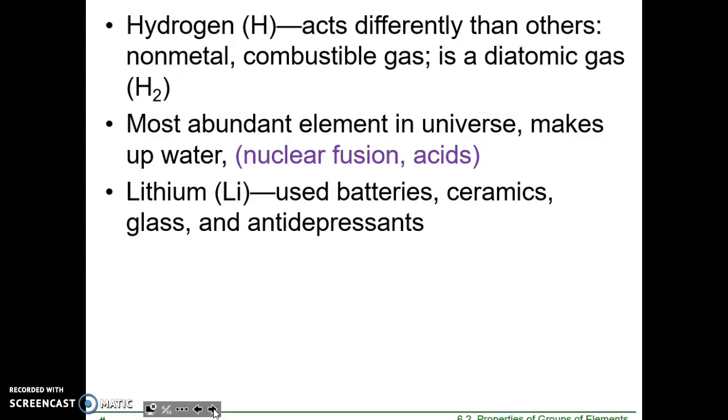Going down, lithium is an alkali metal, Li. It's used in batteries, ceramics, glass, antidepressants. Well, lithium is an antidepressant. Not all antidepressants have lithium in them.